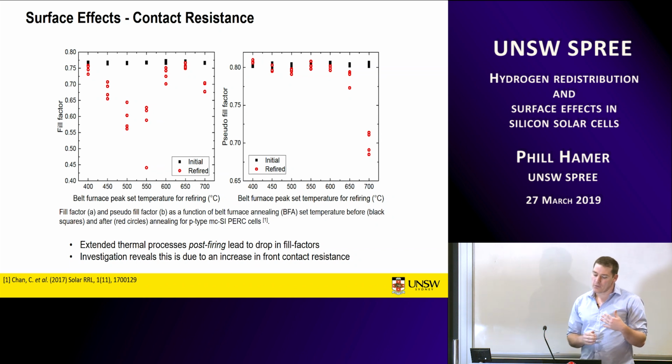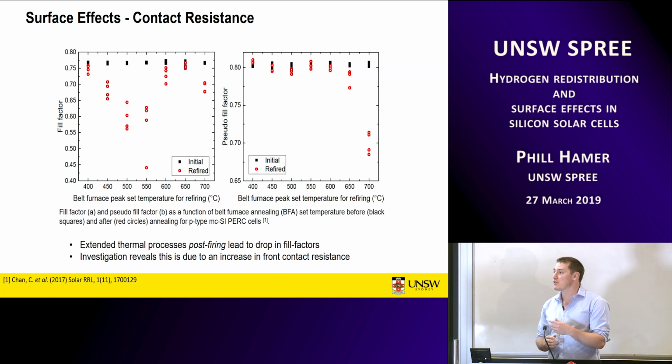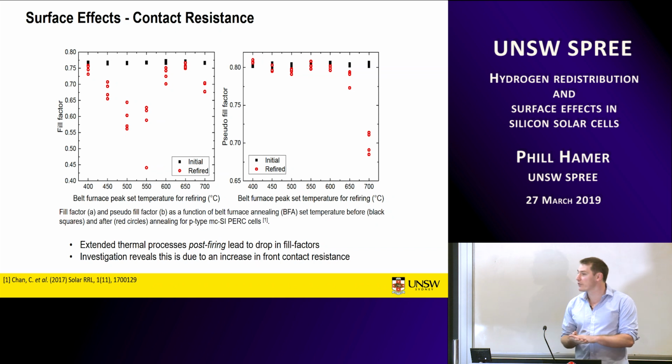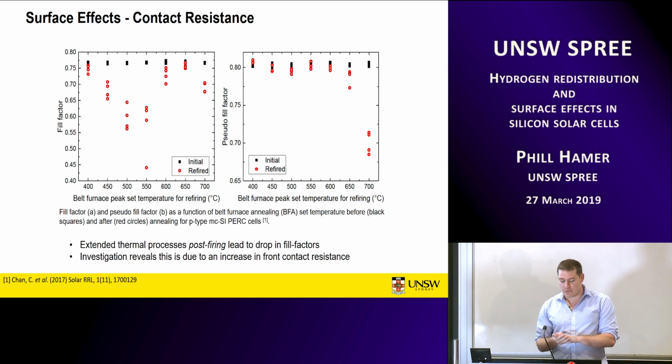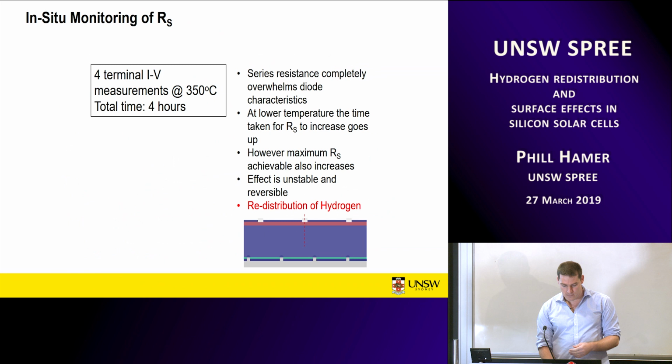So this was identified as being due to contact resistance at the front metal contact. So the screen printed silver fingers on your N-type emitters in a PERC solar cell, the contact resistance there is going up by orders of magnitude during these processes. This effect is also, as we go here, unstable. So with enough current passed through it at low temperatures, you can temporarily reverse it, and you can also reverse it at high temperatures.